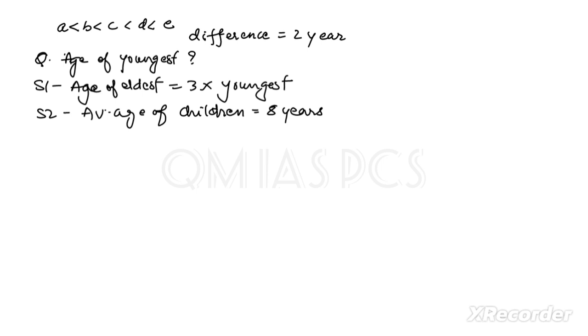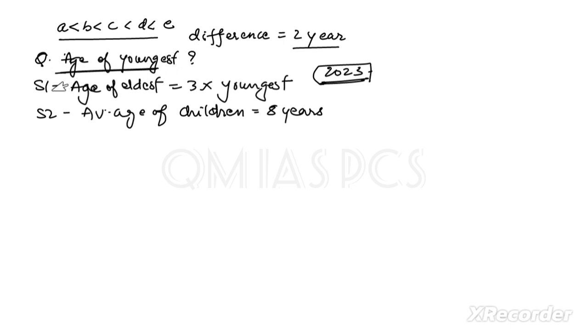Okay, this question is from UPSC 2023. I found only one question from this year, 2023. It was given as a statement with a question. There are 5 children with ages A is less than B is less than C is less than D is less than E. This relation is given, and the difference is 2 years. Now the question was, what is the age of the youngest child? We have to find this.